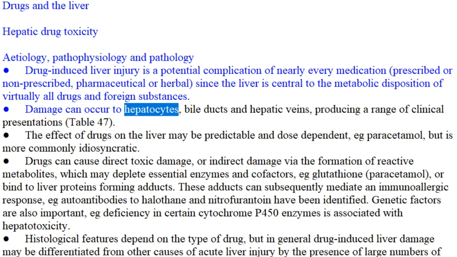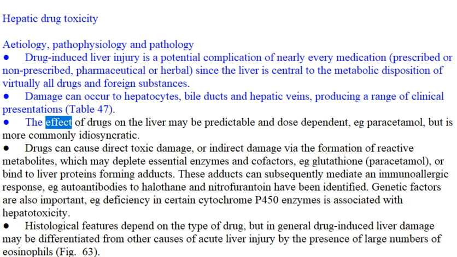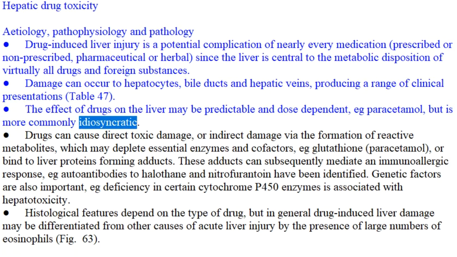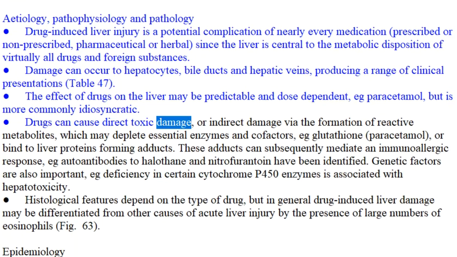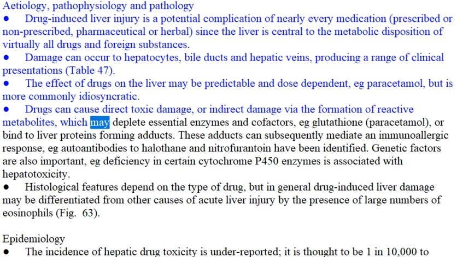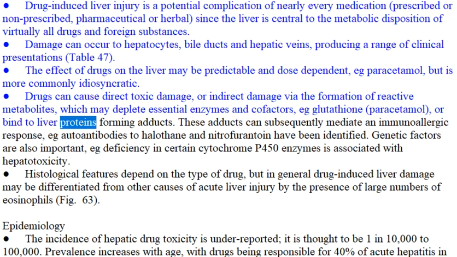Damage can occur to hepatocytes, bile ducts, and hepatic veins, producing a range of clinical presentations, Table 47. The effect of drugs on the liver may be predictable and dose-dependent, e.g. paracetamol, but is more commonly idiosyncratic. Drugs can cause direct toxic damage, or indirect damage via the formation of reactive metabolites, which may deplete essential enzymes and cofactors, e.g. glutathione, paracetamol, or bind to liver proteins forming adducts.